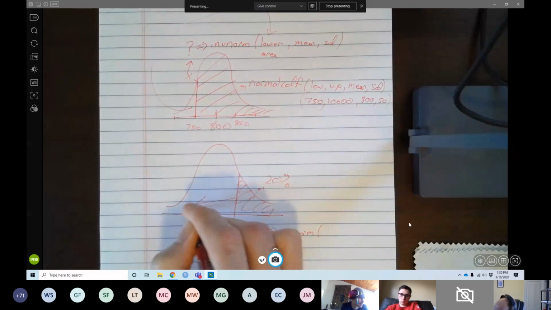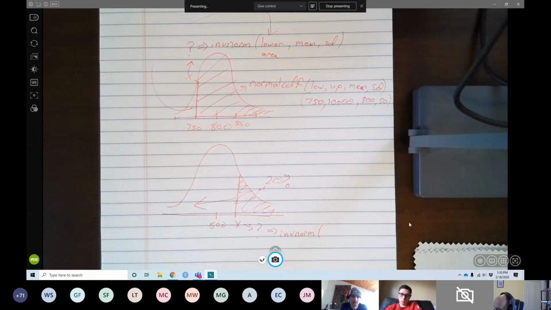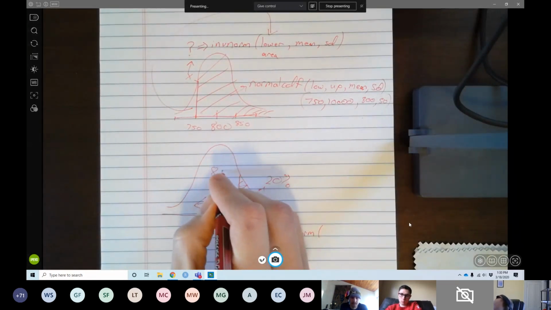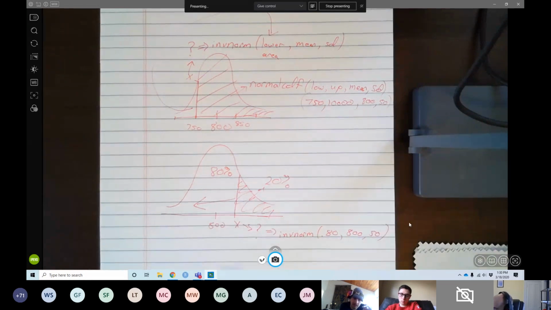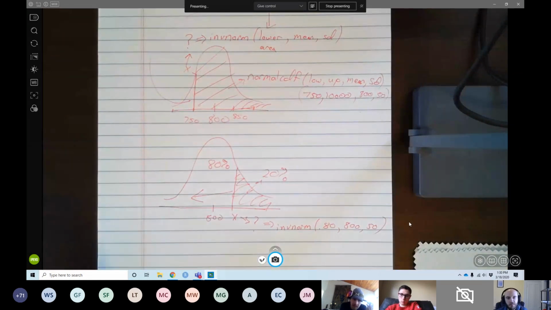And what it wants is the area below. So if there's 20% above, there's going to be 80% below. So we'll just put in 0.80 here, a mean of 800, and a standard deviation of 50. And that would give us how long a light bulb would need to last to be in the top 20% of all the light bulbs that this one particular company makes. So any questions about those two?